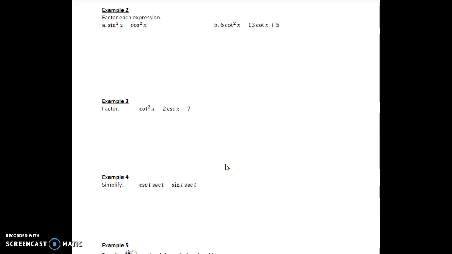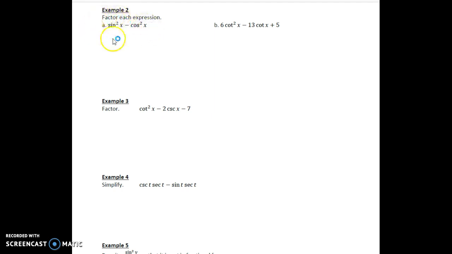For the remainder of our fundamental identities problems, let's go ahead and take a look at example 2. We are asked to factor the expression. We have sine squared of x minus cosine squared of x. Here our goal is not to simplify, but to factor.